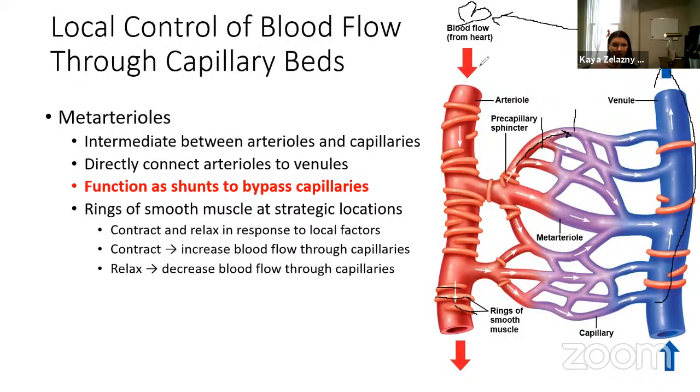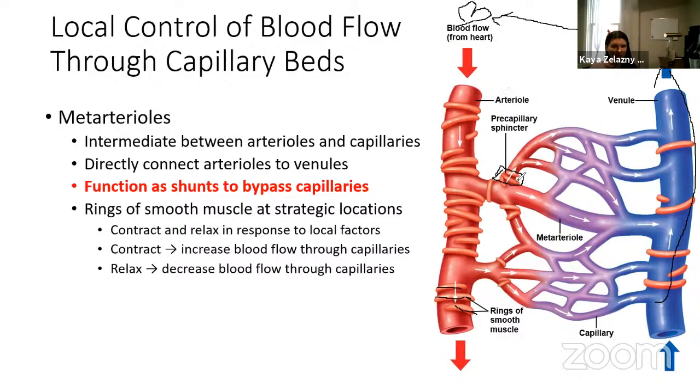Undo those arrows because they're messy. When we're looking at the control of the capillaries, we're going to see here we have these sphincters, these precapillary sphincters surrounding like the base of the capillary, right? So before we branch into this capillary, we have this precapillary sphincter.